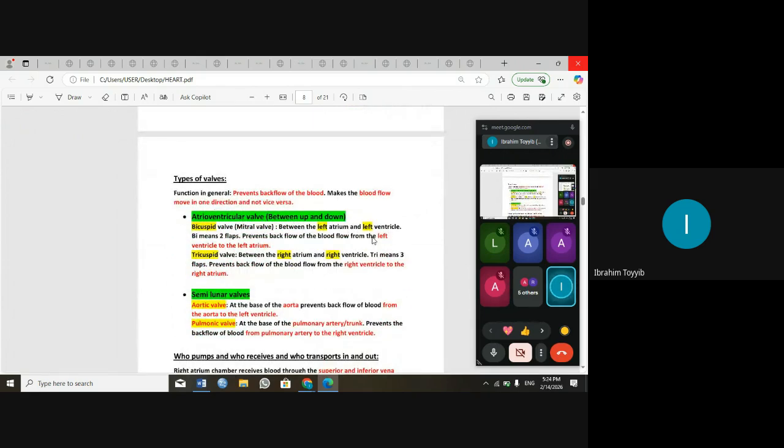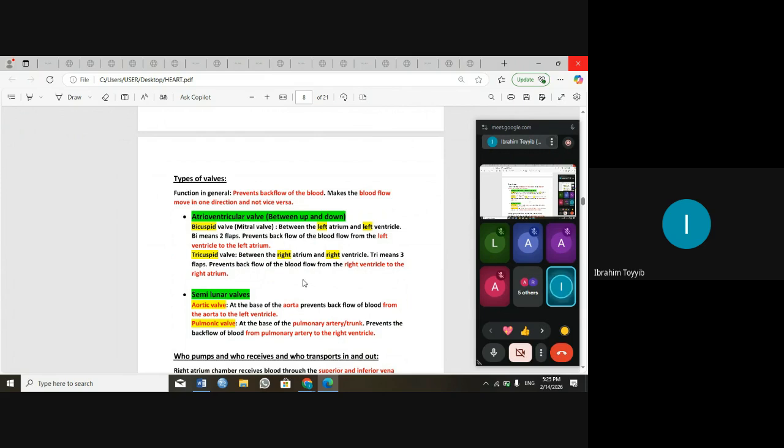So the types of valves, let's do revision again. In general, I have told you that the valves prevent backward flow of blood. So they make the blood flow in one direction and not vice versa. So atrioventricular valve is between up and down. We have bicuspid valve, also called mitral valve. It is between the left atrium and the left ventricle. Tricuspid valve is found between the right atrium and the right ventricle. Bi means two and tri means three. So one has two flaps and the other one has three flaps.